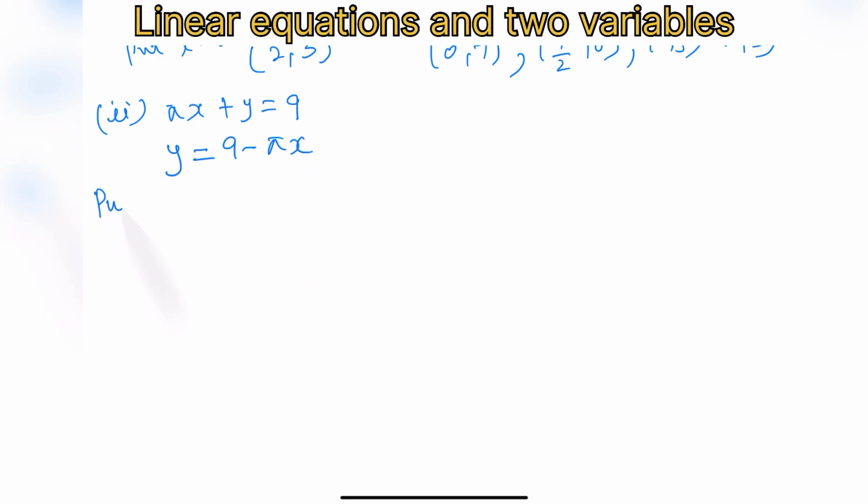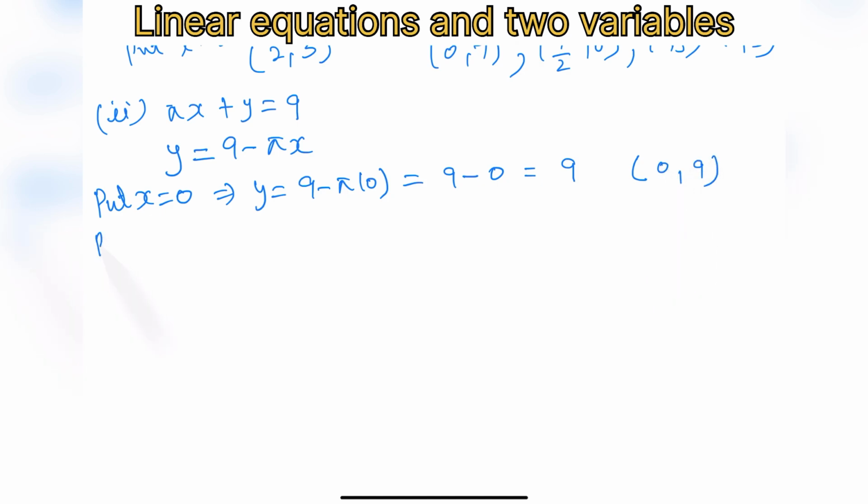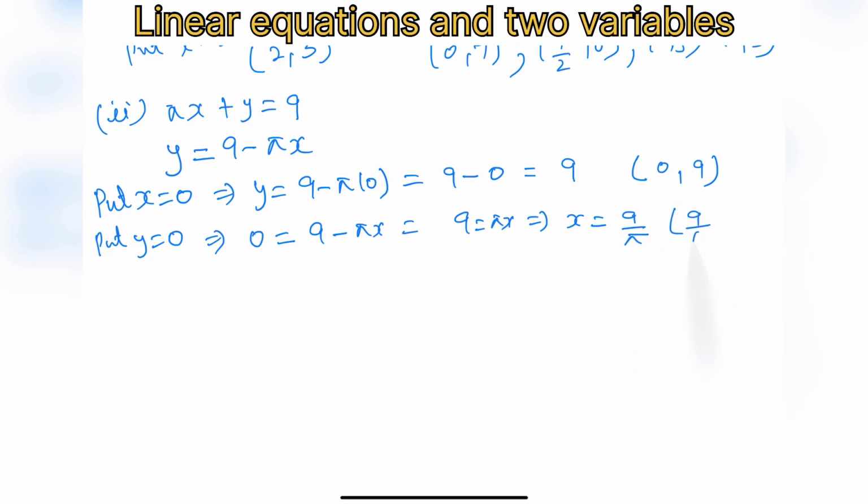To find 4 different solutions, put x equal to 0. We get y is equal to 9 minus pi into 0. Pi into 0 gives you 0, so it means 9 minus 0, so the value will be 9. So we got the solution as 0, 9. Now put y equal to 0. So 0 is equal to 9 minus pi x. It means 9 is equal to pi x and x is equal to 9 by pi. So our solution becomes 9 by pi, 0. No need to put the value of pi. We can keep pi as pi.